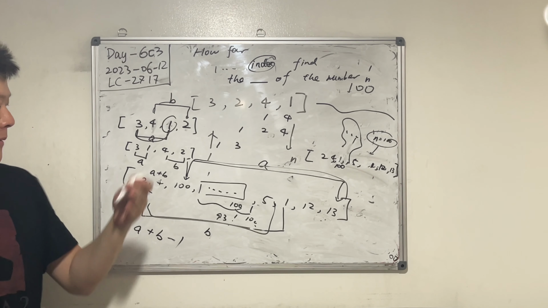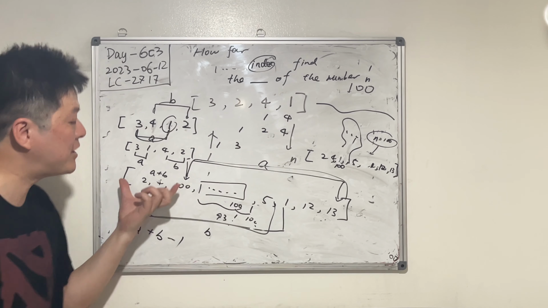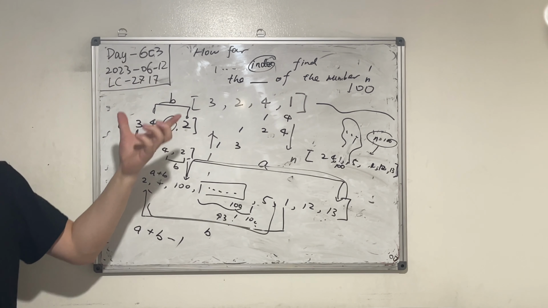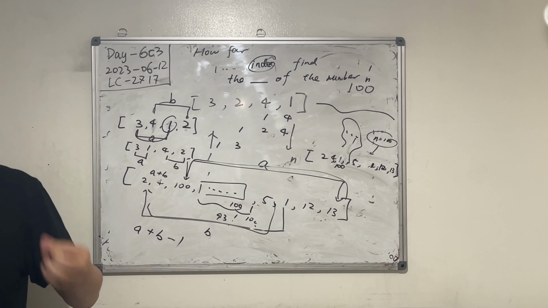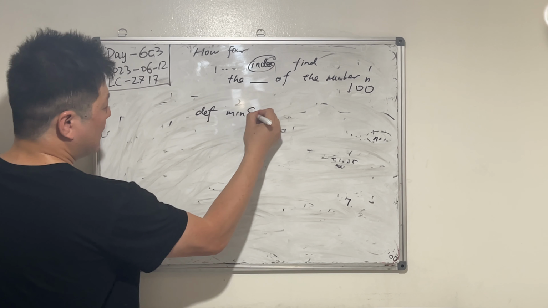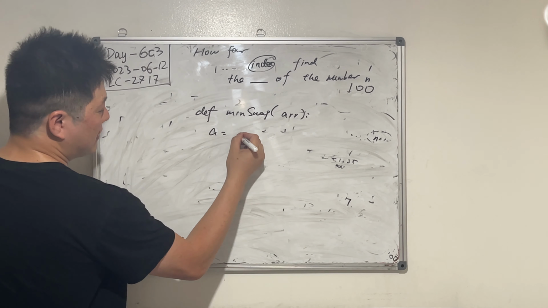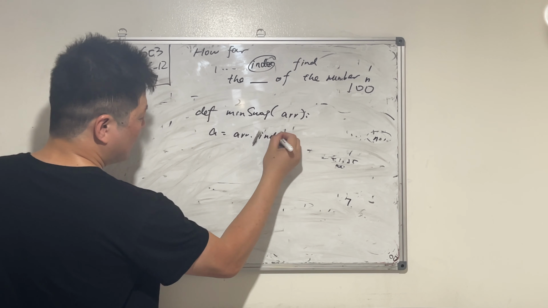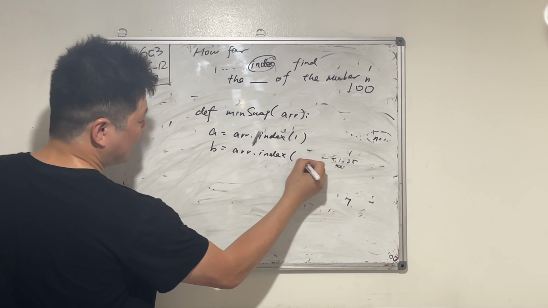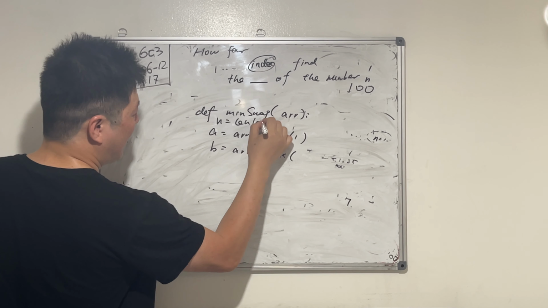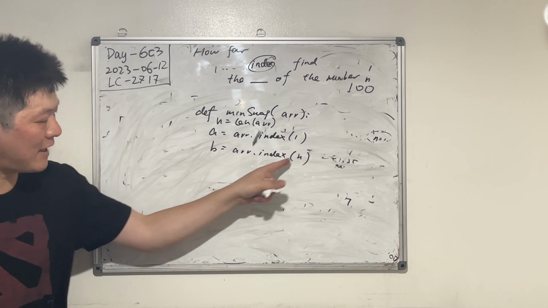As long as we find the index, then we compare. We want to find out the position of the number 1 and the position of the number 100, the n. The index of the first number and the index of the last number. Define min swap. We are given the numbers ARR. A equals ARR.index(1). B equals ARR.index(n). What's n? Let's say n equals the length of the ARR, right? Okay. Now we got 2 indexes. The index of 1 is A. The index of n is B.